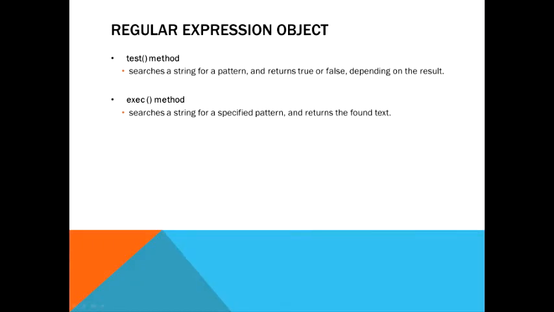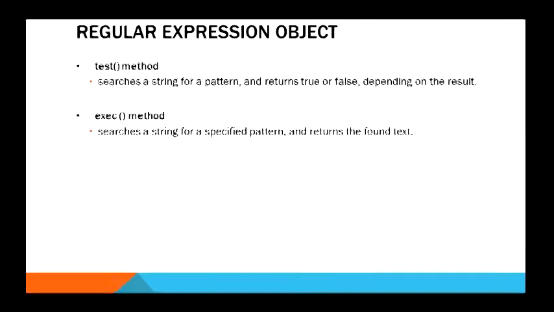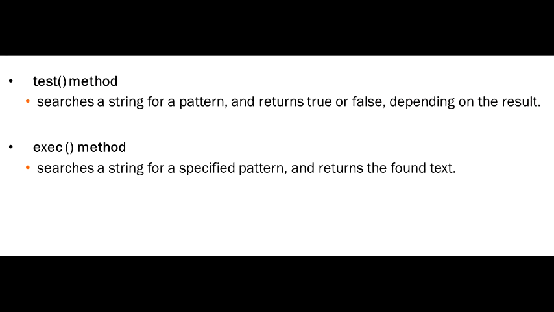Regular expression objects. In JavaScript, the regular expression object is an object that has predefined properties and methods. Two of the methods often used with regular expression objects are test and exec. The test method searches a string for a pattern and returns true or false, depending on the result. The exec method searches a string for a specified pattern and then returns the found text. If there is no match found, it will return null.